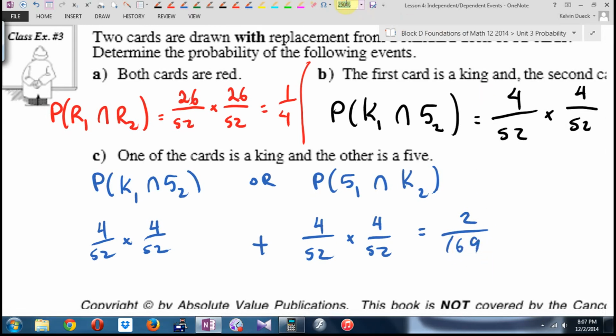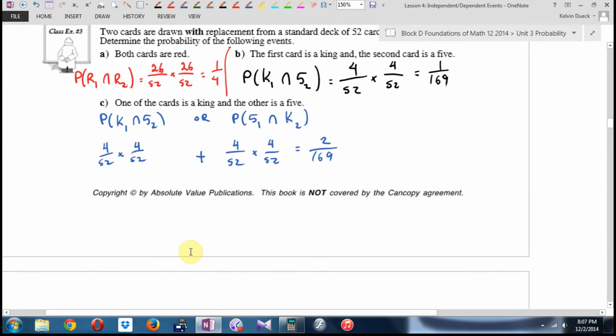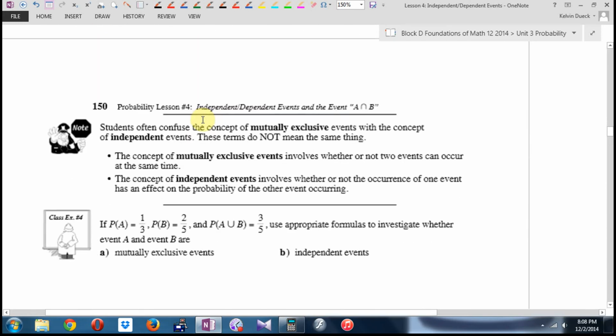So whether or not the events are independent or dependent, you know what "and" means altogether? Multiply. "And" means multiply. "Or" means add, "and" means multiply. Now we're going to get a little technical. Well, maybe a lot technical.